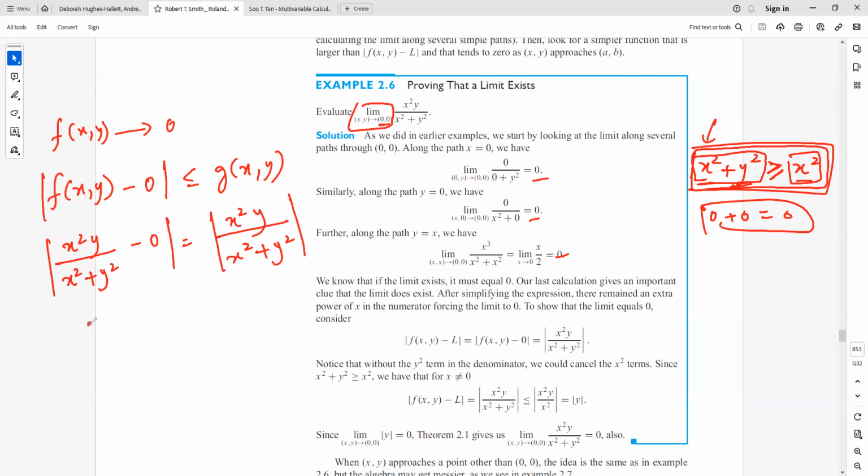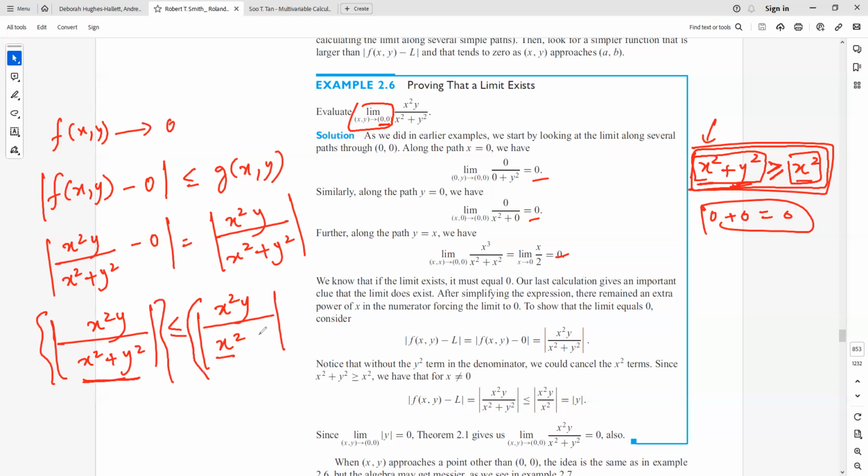Now, therefore, I can say that x squared y over x squared plus y squared is less than or equal to x squared y over x squared, because if the denominator is bigger, then the whole thing is going to be lesser, since we have removed a value from here, all right? Now there is no y, and y squared is added to x squared. It means that this denominator is bigger, which implies that the whole function value will be smaller, right? So we can write this thing now.